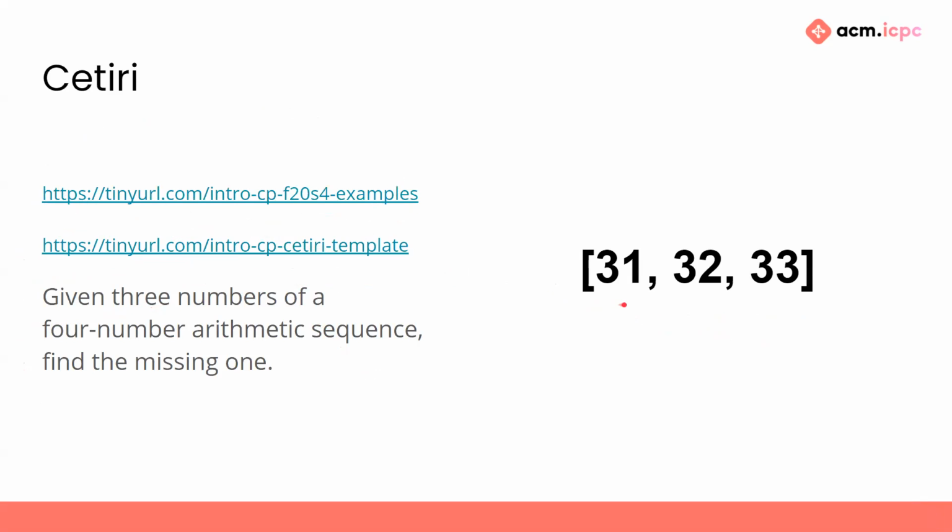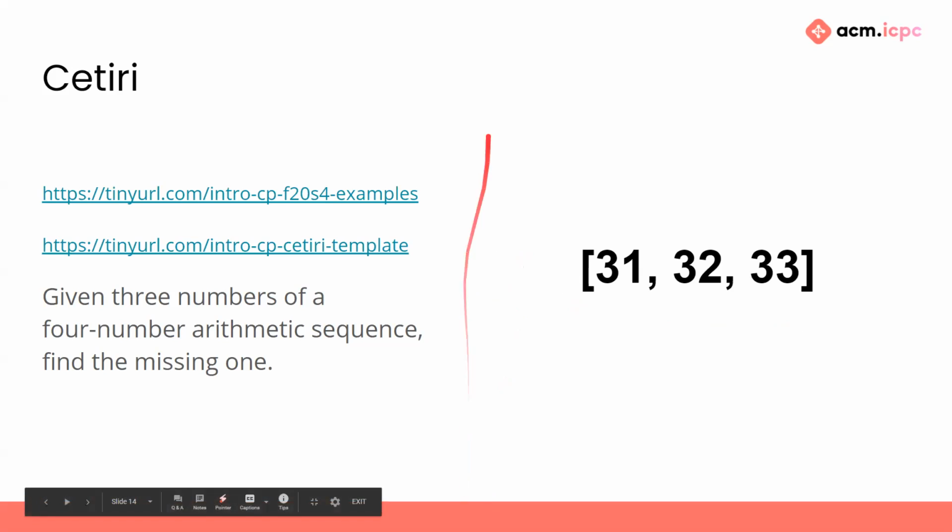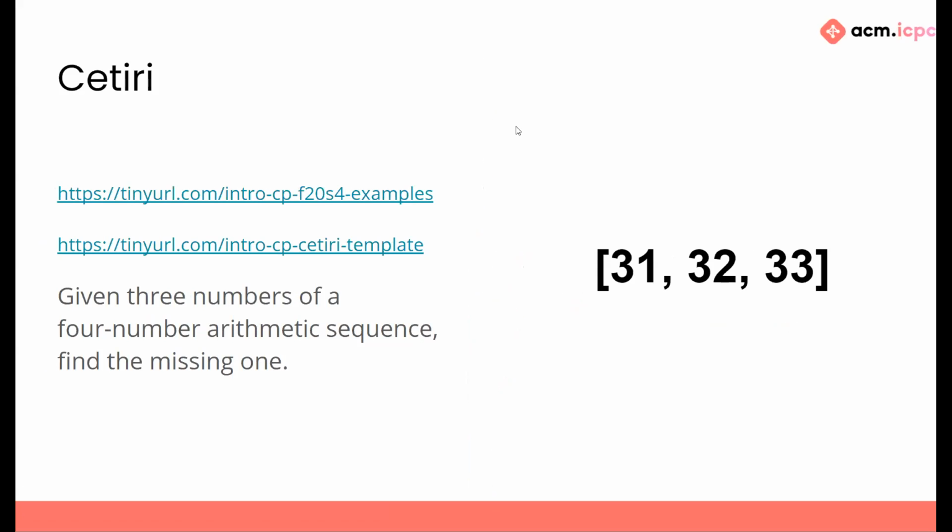For example, if we get these three numbers, and we are asked to find the 4th number of the arithmetic sequence, it's very easy to see. It would be either... actually, let me launch a poll. What do you think the missing number is?